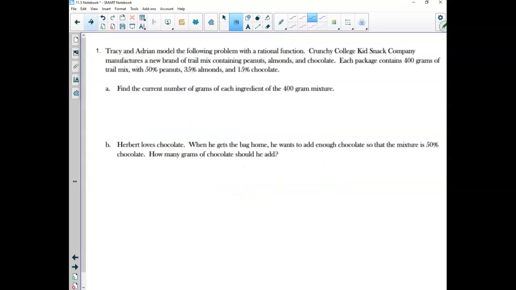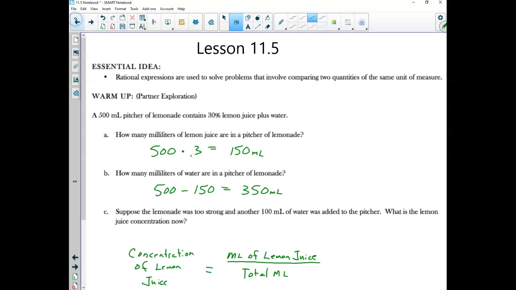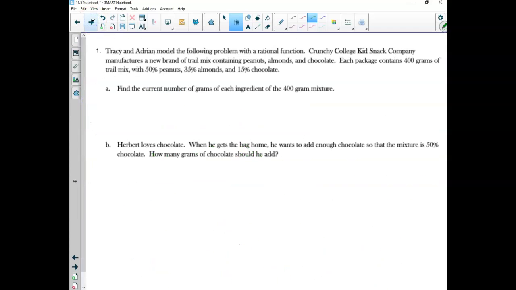Okay, well, we have 3 problems we're going to go through here. We have Tracy and Adrian model the following problem with a rational function, because that's really what we can do. The next piece in your notes says recall that a rational expression is the ratio of 2 polynomials. Rational expressions can be used to solve problems that involve comparing 2 quantities of the same unit measure.